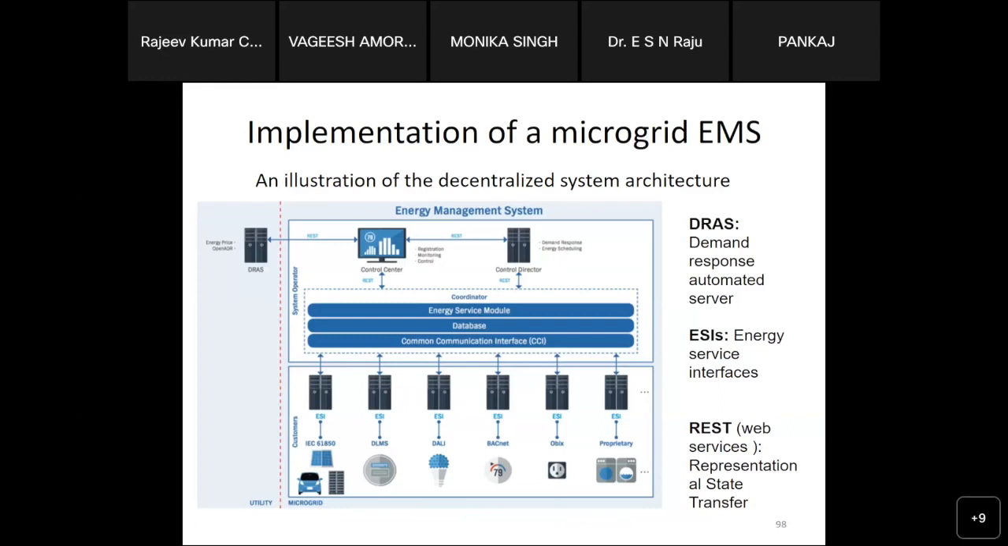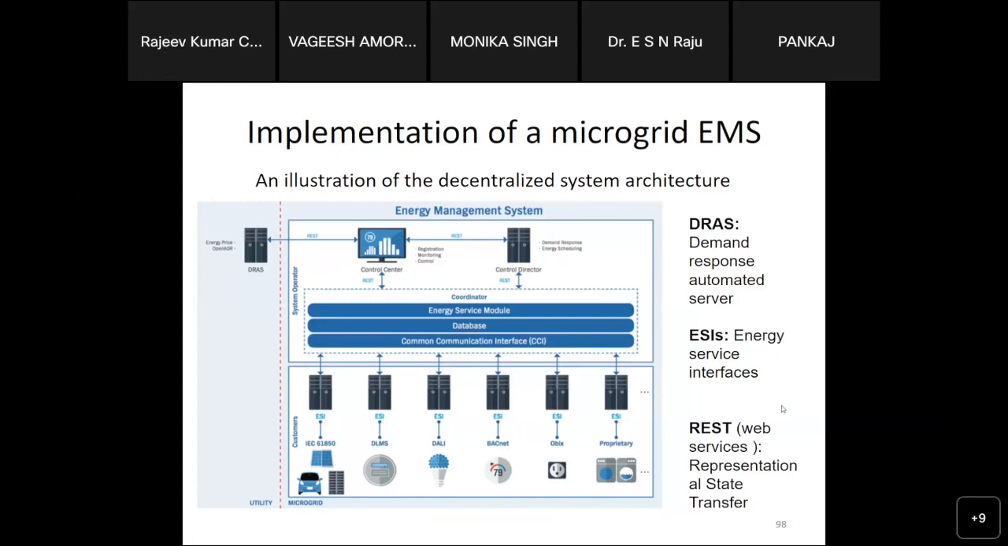In between, we have the energy service interface that provides the one common communication interface. Upon that, we have the database and the energy service module. After that, we have the demand response automated server. There we are communicating with all the devices and taking the information from all the devices. We do the monitoring and data analysis, then forecasting of the complete data utilizing that analyzed data, and after that optimization, and then giving the reference to all the other devices.